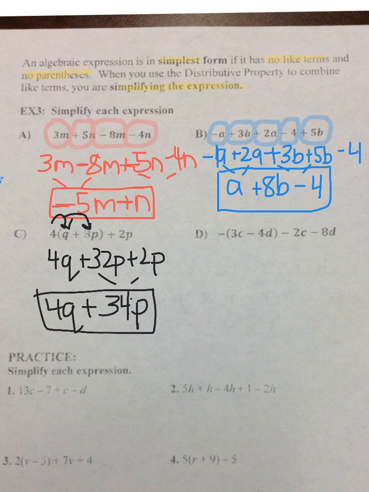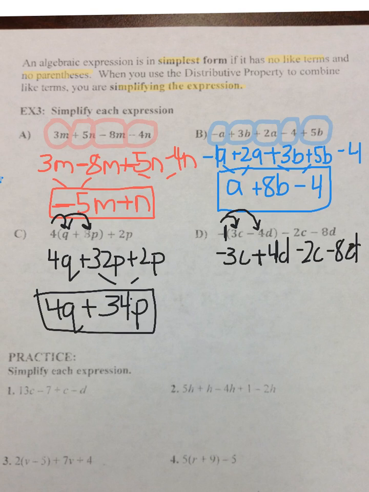I have negative, and then in parentheses 3c minus 4d, close parentheses, minus 2c minus 8d. So before I start moving around to get my like terms next to each other, I need to distribute this negative, or negative 1, to the terms inside the parentheses. So I'm going to do negative 1 times 3c, which gives me a negative 3c. And then negative 1 times, think of this as a negative 4d. So negative times a negative is a positive, and 1 times 4 is 4d. And then just write everything else as it was.